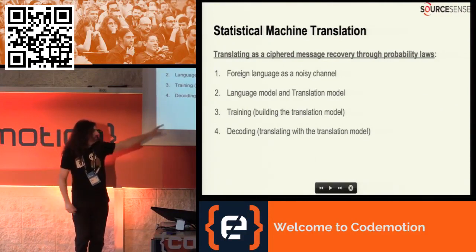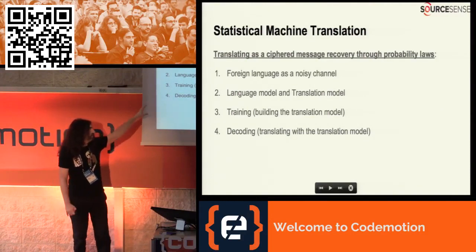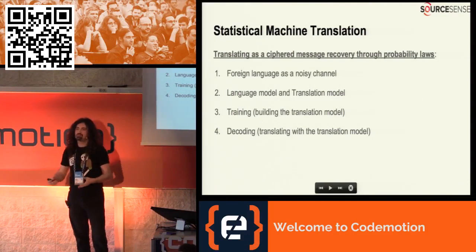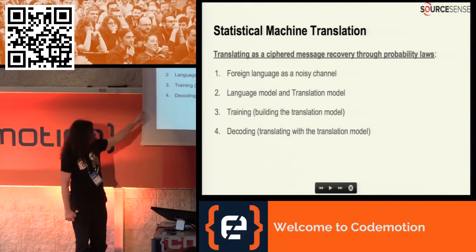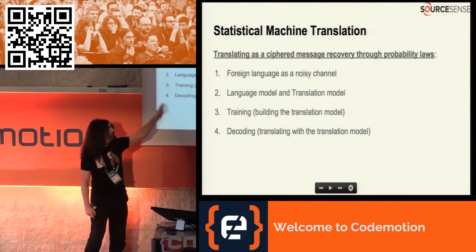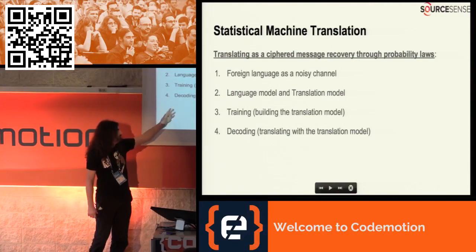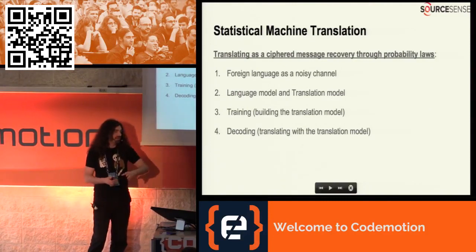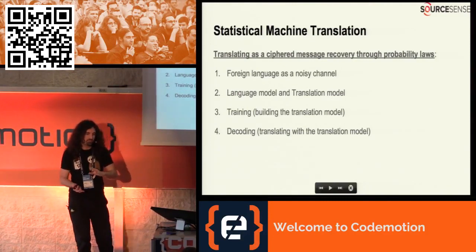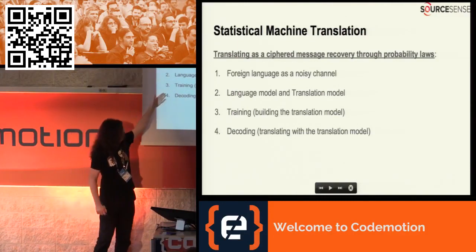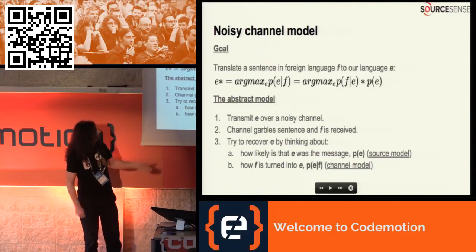This problem was tackled by the foundational work established by Claude Shannon in the theory of information. It treats the foreign language as a noisy channel. Then we'll introduce the concept of language model and translation model, so how we can build a foundation of how language is turned into another. Then how we actually build the system, how we train it, and how we use it to decode.